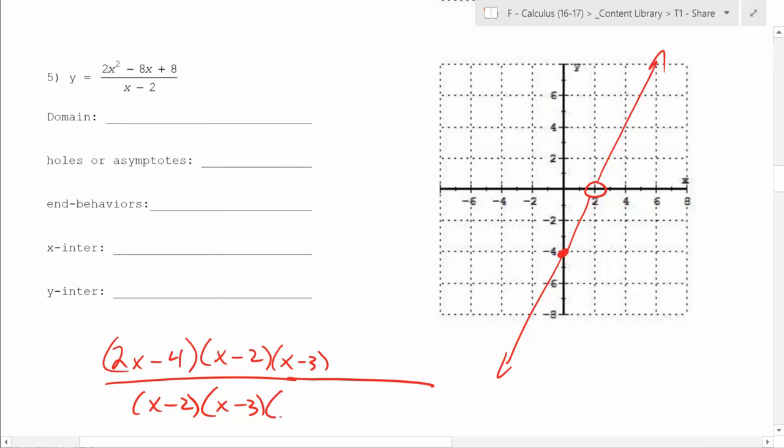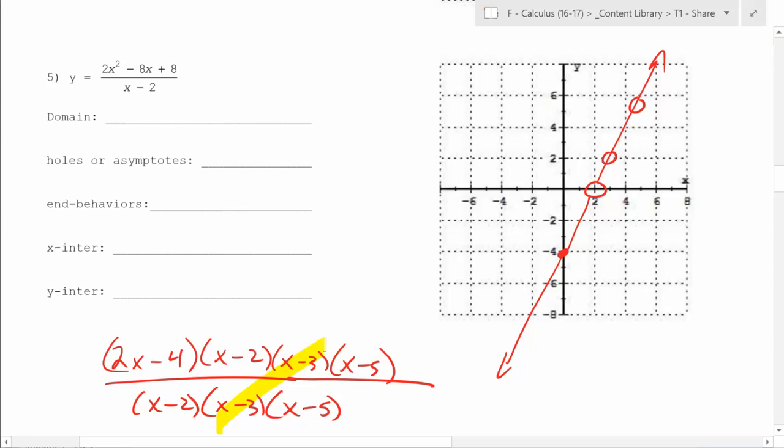So I could keep on adding things on here, right? If I did this as well, have I changed it? Is it still a line? I've only added in what? Holes. I've added in a hole at 3, and I've added in a hole at 5. That's it. That's all I've done.